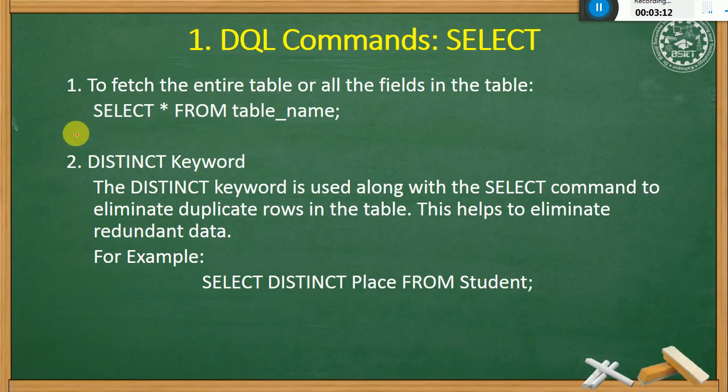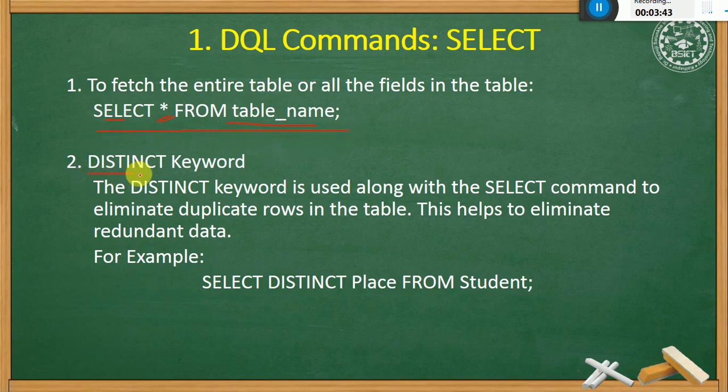So there are different keywords used in the select. For example, the first keyword is the star. Asterisk, star is used. Select star from table name will display all the records in that table. So star indicates that all the records with all column values are displayed using select star from table name, which we have used.